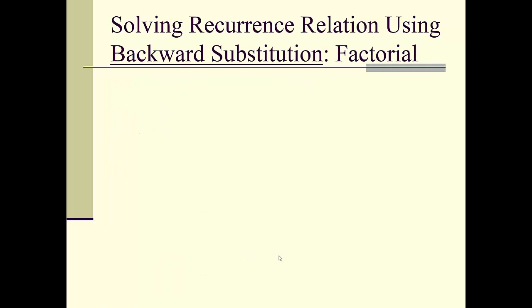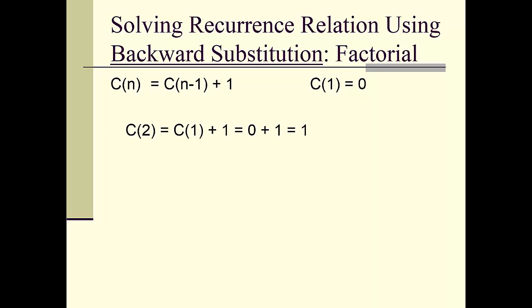Now, if we are doing backward substitution, that's when we start from C of 2, C of 3, C of 4, until we get all the way up to C of n. So remember, if I have C of n is equal to C of n minus 1 plus 1 as an example, and C of 1 is equal to 0, I can go and say, what's C of 2? C of 2, according to my formula, is equal to C of 2 minus 1, which is C of 1, plus 1. However, C of 1 is equal to 0, so C of 2 is going to be equal to 0 plus 1, which is 1.